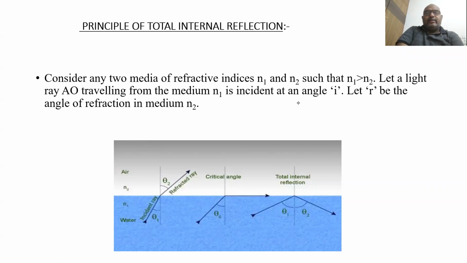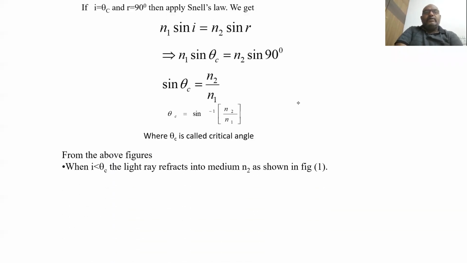Let a light ray travelling in the medium N1 be incident at an angle I. Let R be the angle of refraction in the medium N2. If I is equal to theta C, then R is equal to 90 degrees, that is, perpendicular. According to Snell's law, mu is equal to sin I by sin R.